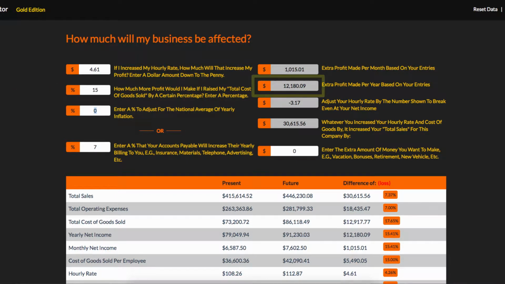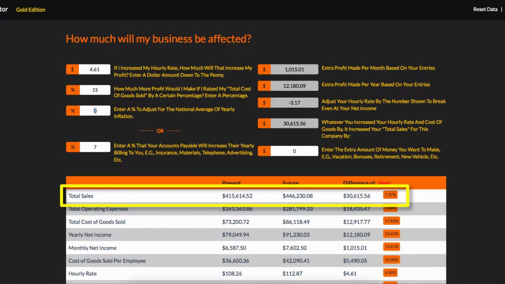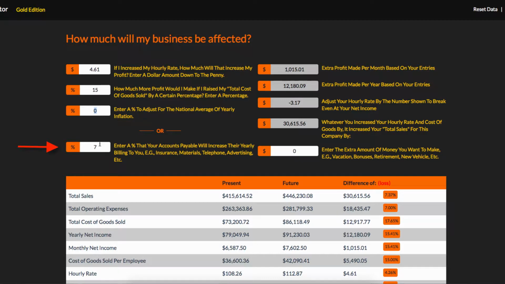Now we can see we made an extra $12,000 profit by raising our hourly rate and our cost of goods sold. Whatever you increased your hourly rate and cost of goods by, it increased your total sales for this company by $30,000, and it reflects here in your total sales right here. So let's go back to our accounts payable percentage number. Let's put in a number of 3%. Now you can see our profit went up $22,000 by raising our rates by $4.61.